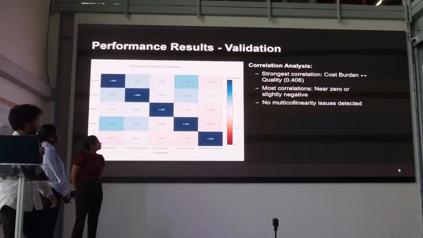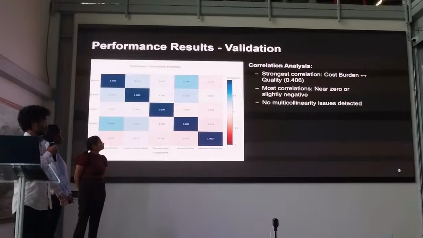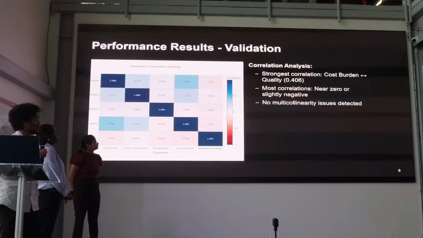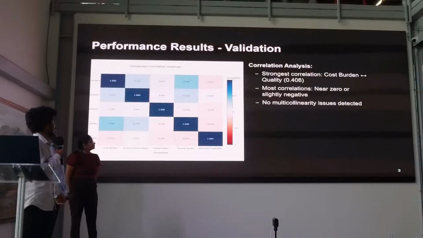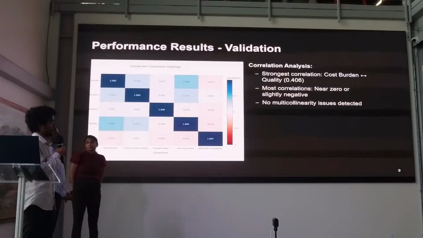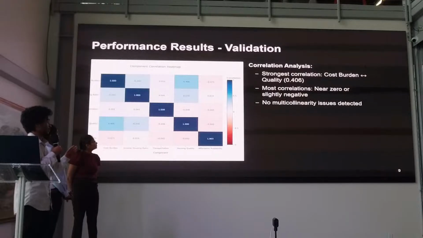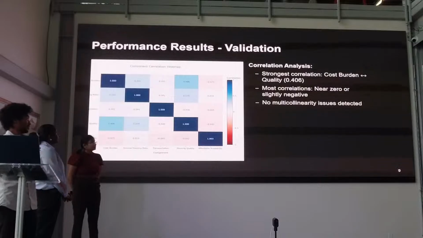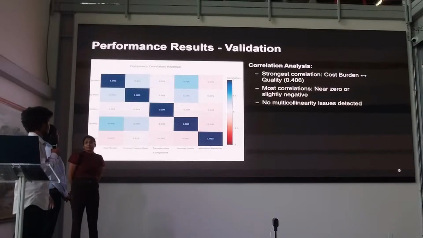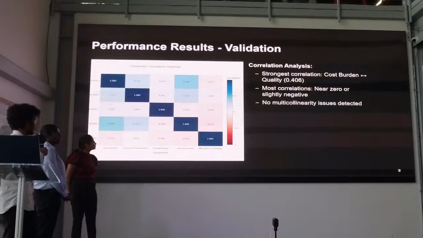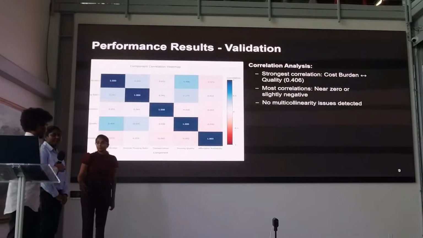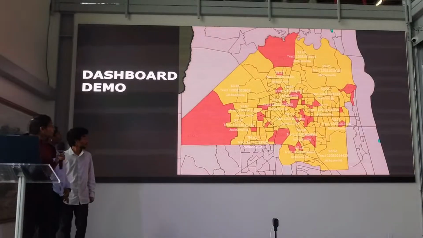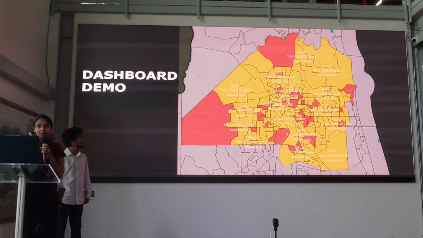By this we can say that there is no issue of multicollinearity. Most values are not near 1; they are near negative values and near 0. So these components are not collinear to each other. And I am passing the mic to Tejaswini to show the dashboard. Yeah, next will be the dashboard which we built.